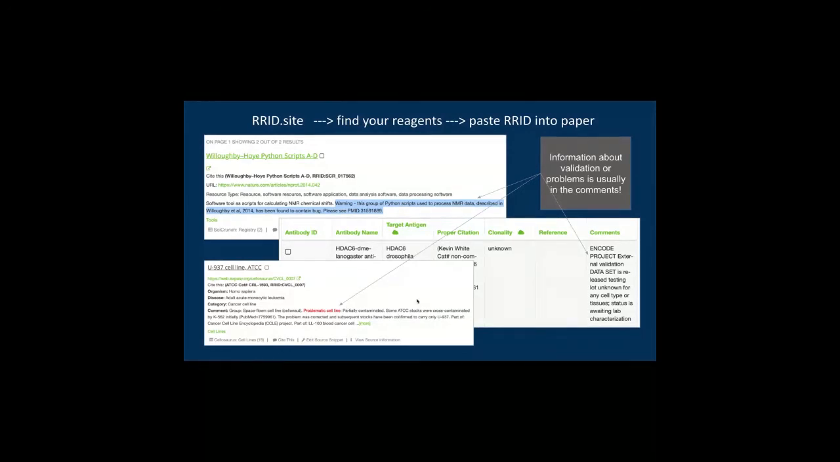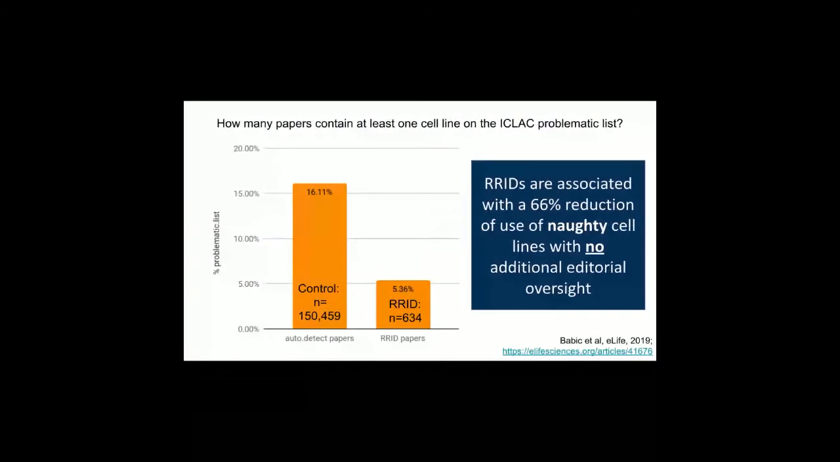But the question is, do people read these notes? Do they? Yep. They do. So here we found 150,000 papers that did not use RRIDs. And then we ran a fairly strict matching algorithm to try and figure out if these cell lines actually matched one of the cell lines listed in the problematic list. And we found about 16% of the papers actually were using one of these problematic cell lines. Now, again, some of these are fine to use, but many are not.